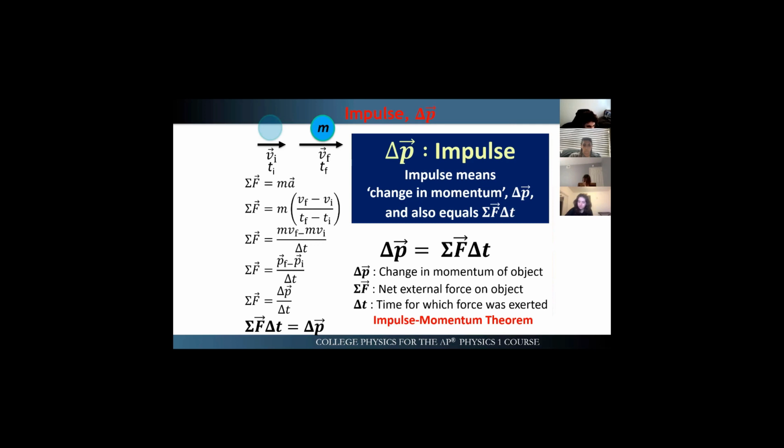Maybe we know the force and the time, but we don't know the mass and the velocities. No worries. Use force and time to get impulse. That will be the change in momentum. And then if we know the masses, we can go through and find what those velocities will be. So this equation is very helpful.